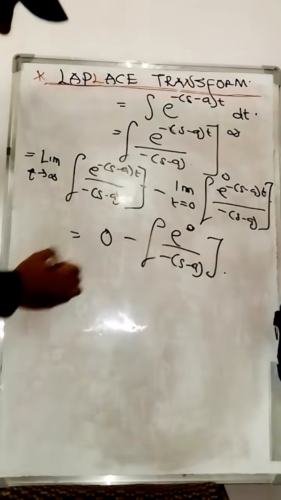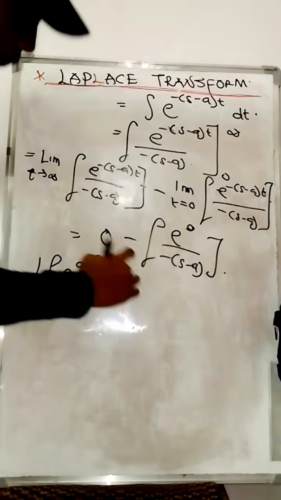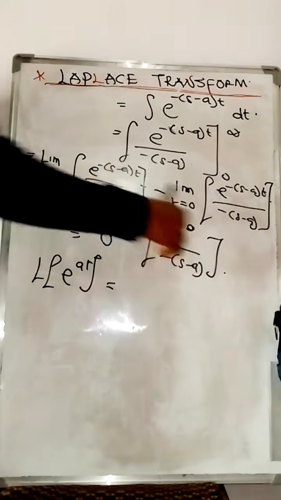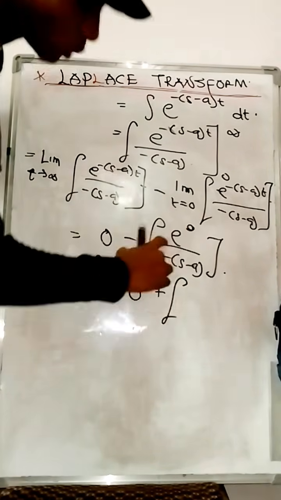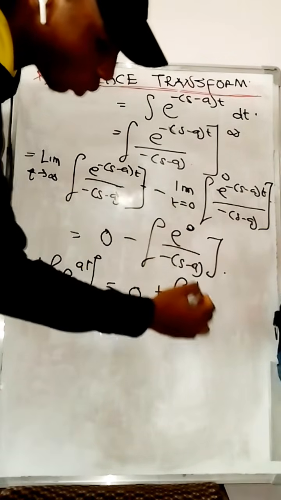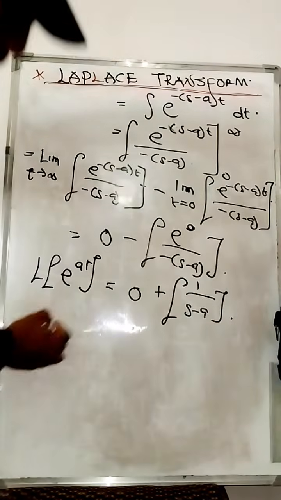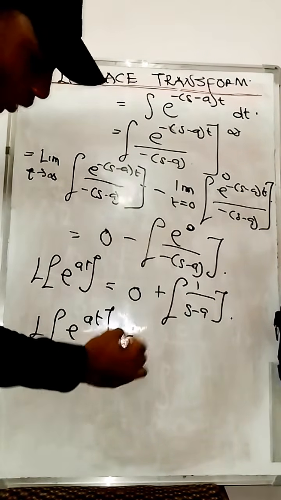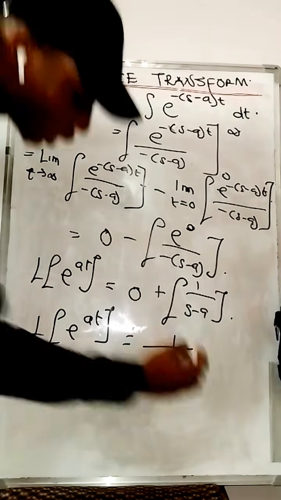So this gives me the Laplace of the exponential of at is equal to 0 minus, now minus and minus is plus, right? And 0 plus this is basically this. So this is 0 plus exponential of 0 is what, 1, right? So this is 1 divided by s minus a. So the Laplace of the exponential of at is basically 0 plus this, so this is 1 divided by s minus a.